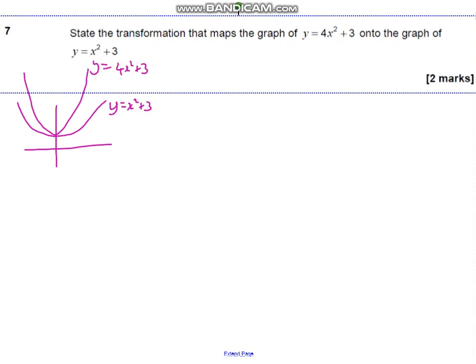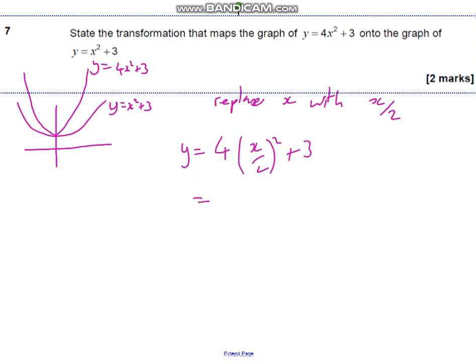So in order for that to happen, because it's squared, what we would do is we'd replace x with x over 2. Alright, and so in that case we'd have y will be equal to, and this is just checking that it works, 4 times x over 2 whole squared plus 3, and so that would indeed be 4 times x squared over 4 plus 3. The 4's would cancel out, so that would indeed get us what we want.